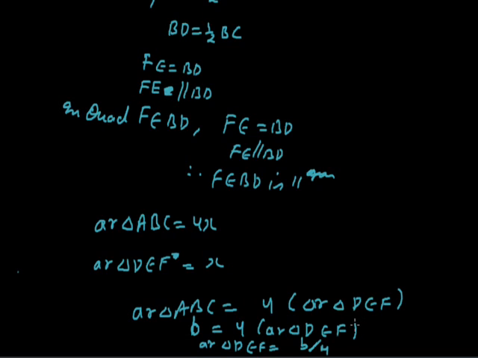So when we connect the midpoints of the sides of a triangle, then we get a triangle whose perimeter is half of the initial triangle, and its area becomes 1/4 of the initial triangle, that is ABC.